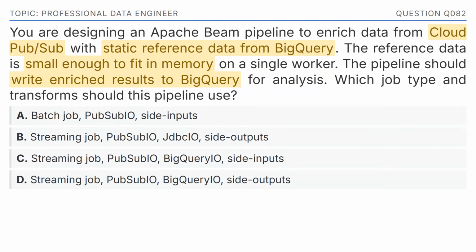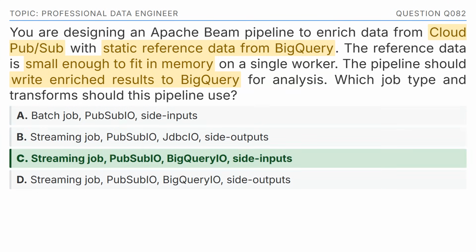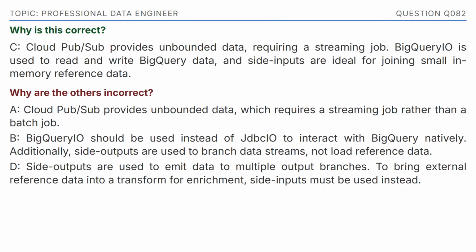To arrive at the correct answer, we focus on the keywords: Cloud Pub/Sub, static reference data from BigQuery, small enough to fit in memory, write enriched results to BigQuery. The correct answer is option C, streaming job, pub/sub.io, BigQuery.io, side inputs. Why is this correct? C. Cloud Pub/Sub provides unbounded data, requiring a streaming job. BigQuery.io is used to read and write BigQuery data, and side inputs are ideal for joining small in-memory reference data.